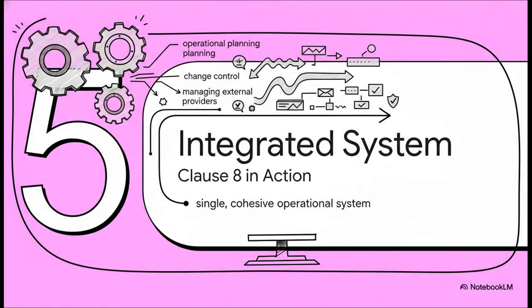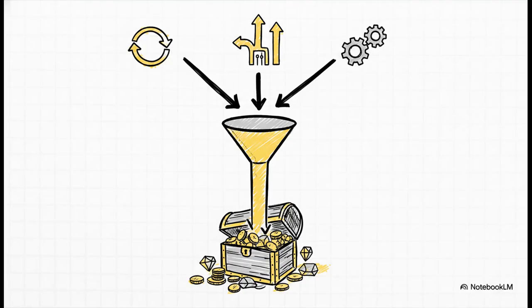So let's pull this all together. When you combine these three core elements, that's solid operational planning, disciplined change control, and seamless management of your external partners, what you end up with isn't just a list of rules to follow. You get a single, cohesive, and frankly, an incredibly powerful operational system. And that right there is the ultimate takeaway from Clause 8. It's this powerful combination, operational planning across the whole life cycle, plus really tight change control, plus excellent external control. That is the formula for achieving the true goal of asset management, which is total value realization.